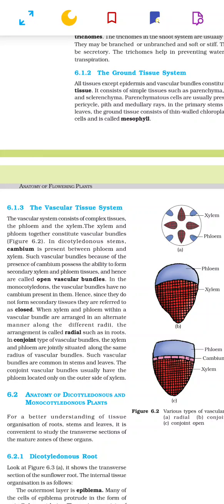When xylem and phloem within a vascular bundle are arranged in an alternate manner along different radii, the arrangement is called radial, such as in roots. In conjoint type of vascular bundles, the xylem and the phloem are jointly situated along the same radius of the vascular bundle. Such vascular bundles are common in stem and leaves. The conjoint vascular bundle usually has the phloem located on the outer side of xylem.